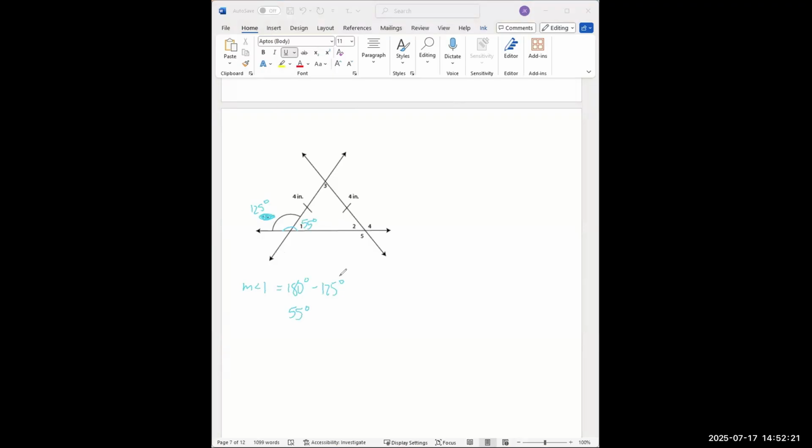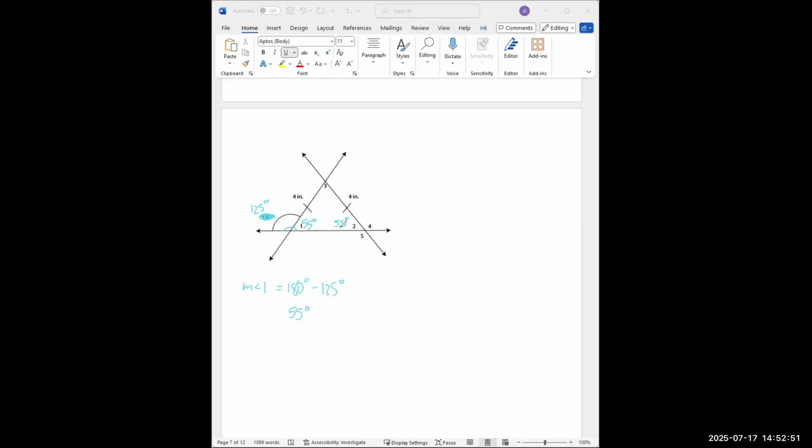And then the next thing that I remember is that these two lines here and these measures tell me that this is an isosceles triangle. And in an isosceles triangle, the sides that are congruent, their opposite angles are congruent. So this angle here, the 55-degree angle, is opposite this 4-inch side. So that means that this angle, which is opposite the other 4-inch side, also is 55.